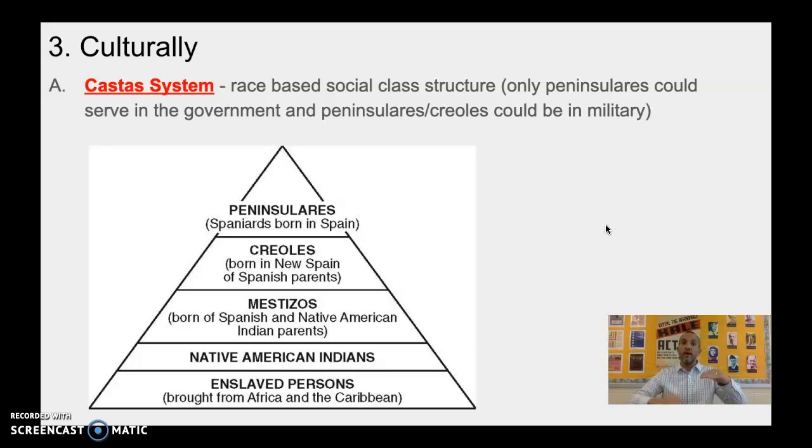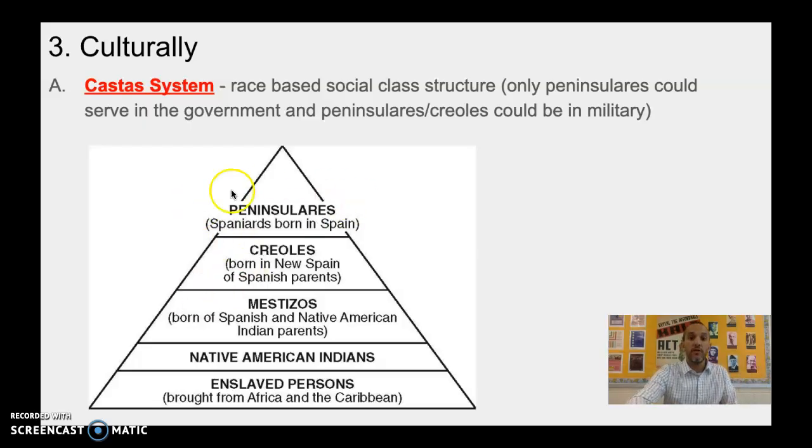Culturally, we're going to set up a race-based social class structure called the casta system that we will talk more about in class. But essentially, it breaks it down that at the top are peninsulares. They're Spanish born. They're born in Spain. We got the Creoles. They're people of Spanish born parents, or people who are full-blooded Spanish, but are born in Latin America. So they're a step below. Then we got people of mixed heritage, which is usually Spanish and people of native descent. And then we have Native American Indians, and at the bottom, enslaved people, which are people usually of African descent.